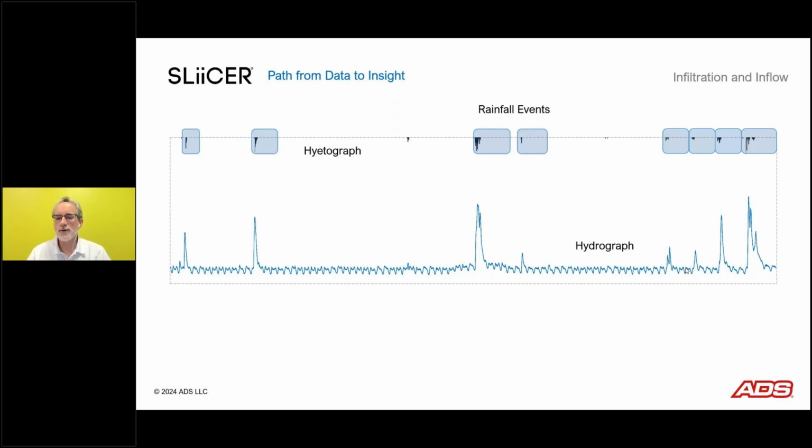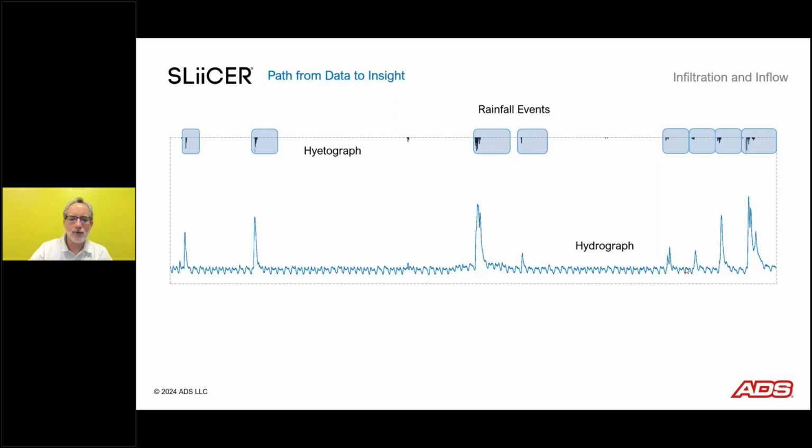Rain events don't always fall neatly within one calendar day. Sometimes they straddle 2 different days. Sometimes they run longer, but we would like to know when these events started. We'd like to know the statistics associated with them, and we would like to not have to do that manually. So SLiiCER does that work for you. We have some criteria that can be configured for selecting what a significant rainfall event is. SLiiCER will find those events for you, automatically identify them, and develop the statistics associated with them. So that's the first thing.